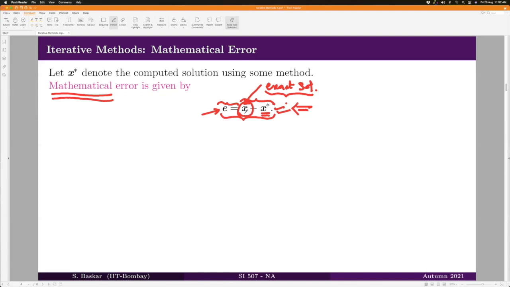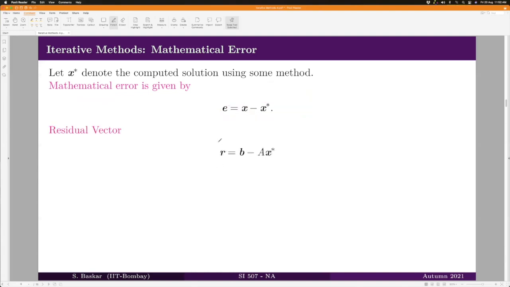For that, we have to introduce another type of error, which is called the residual error or the residual vector. I will tell you why we call this a residual error. First, let us define it as the residual vector, and it is defined as the difference between the right-hand side vector and the left-hand side quantity, that is AX, but instead of X, we put the computed solution X star. This is called the residual vector, but often it is also called a residual error.